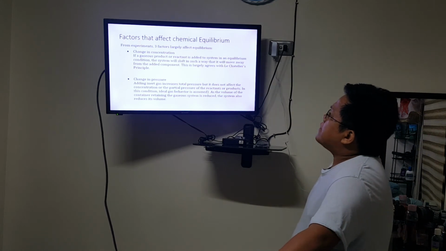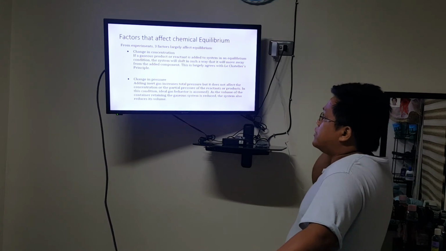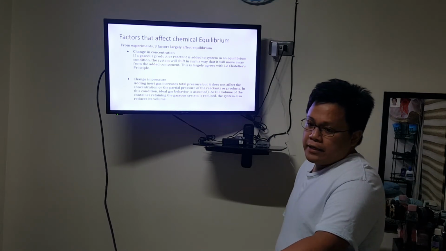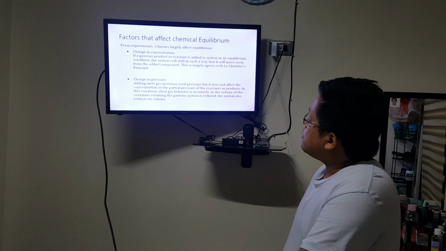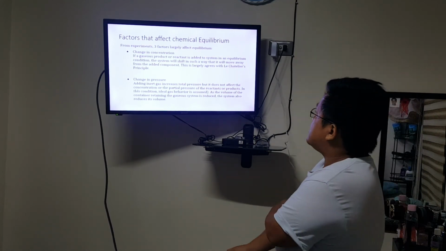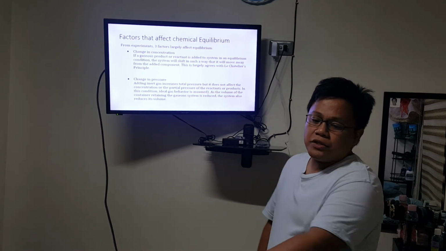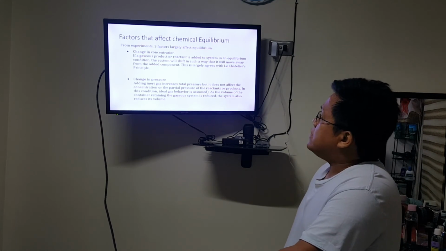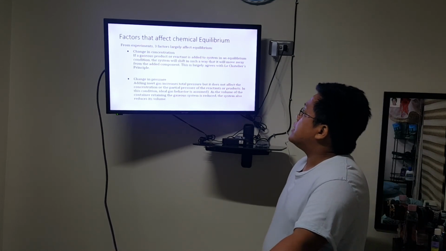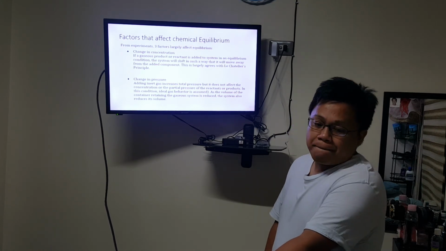Factors that affect chemical equilibrium. From experiments, three factors largely affect equilibrium. Number one, change in concentration. If a gaseous product or reactant is added to a system in an equilibrium condition, the system will shift in such a way that will move away from the added component. This largely agrees with Le Chatelier's principle.